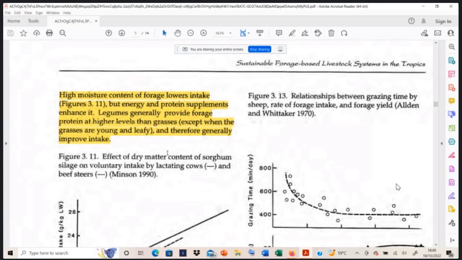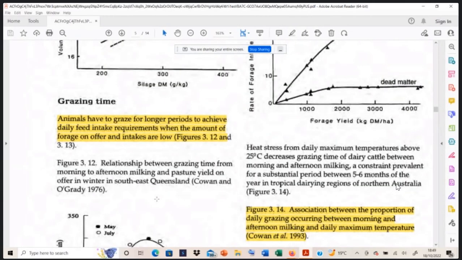There are some more examples to be considered, and you can read them yourself at home. This is a simple text. And there is also the importance of grazing time. Animals have to graze for longer periods to achieve daily feed intake requirements when the amount of forage on offer and intakes are low.